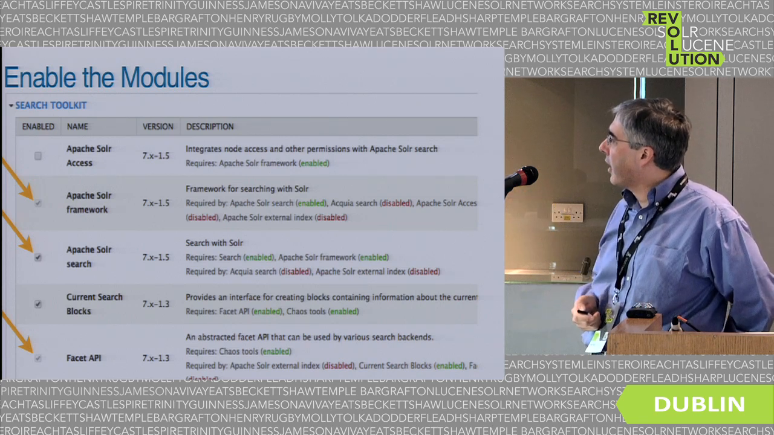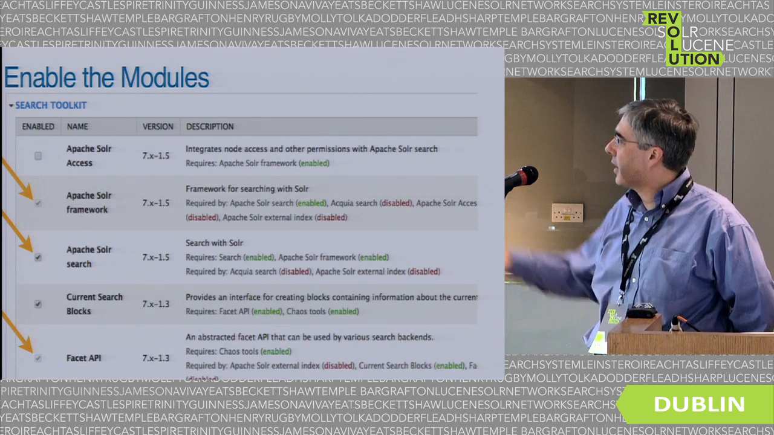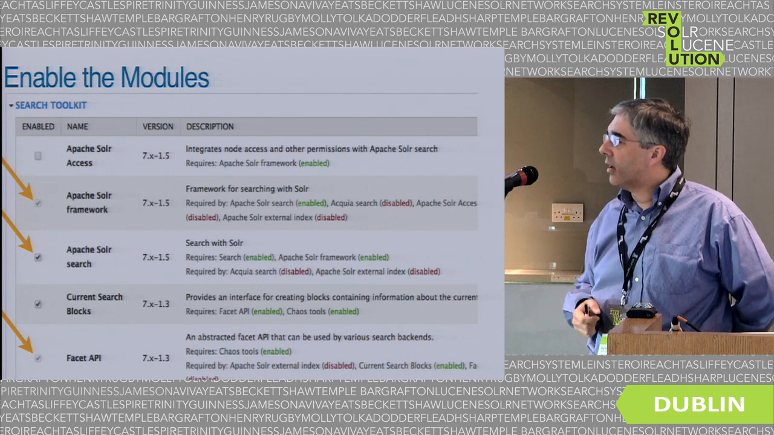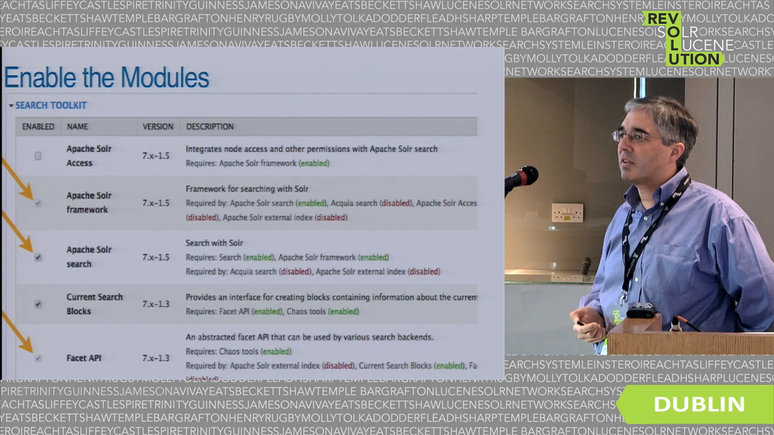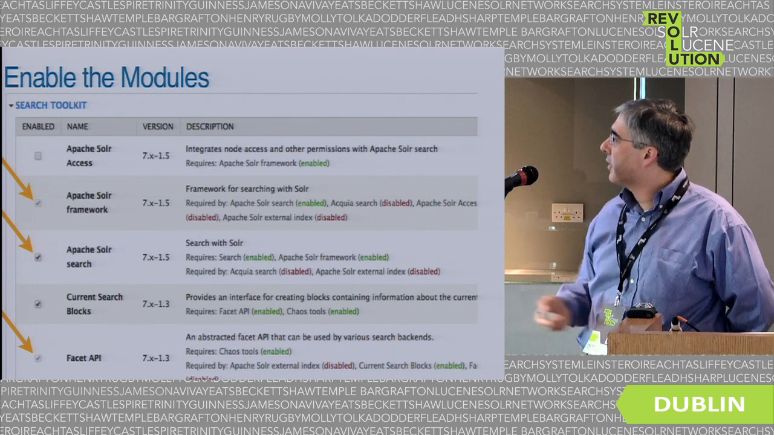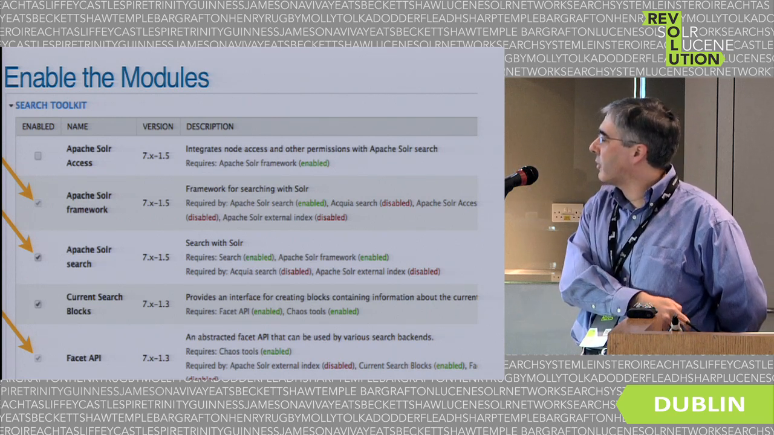Drupal just has a big page where you turn on these modules. We have basically a framework module, a search module that provides search pages, and then a facet API module that provides facets. You'll want all three of these if you want the full features I'm talking about here.